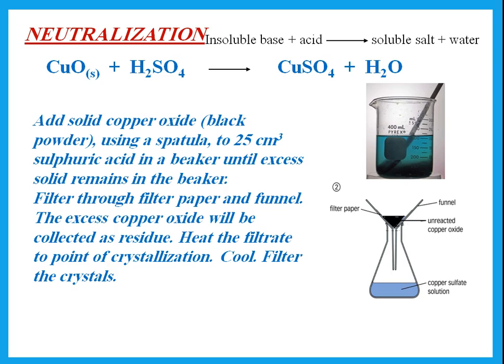between filter papers. Okay, so we add the solid copper oxide, using a spatula, to 25 centimeter cubed of sulfuric acid in a beaker until excess solid remains in the beaker. Filter to remove the excess solid. So why are we filtering? To remove the excess solid. Now we take the solution and we heat to point of crystallization, cool, filter the crystals. So this method is called neutralization.